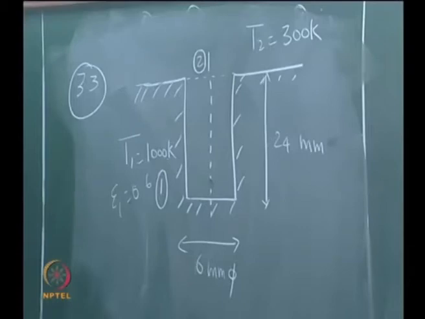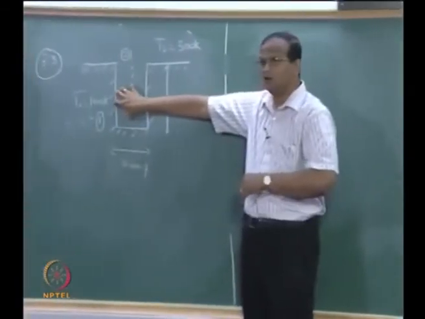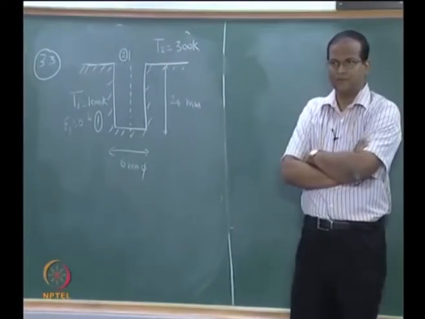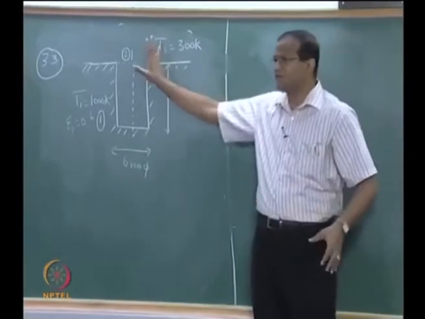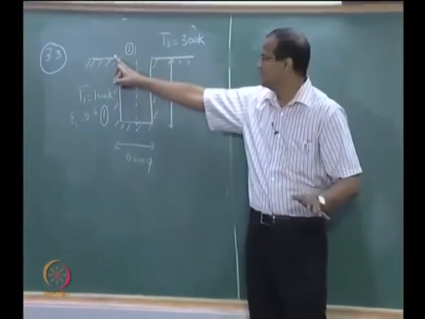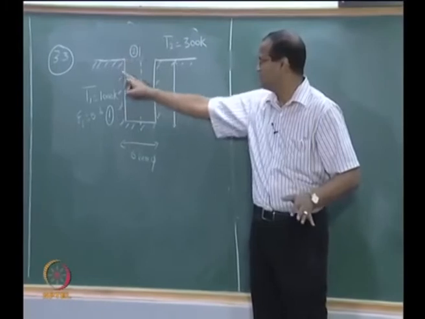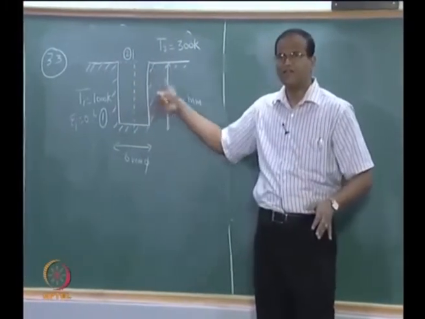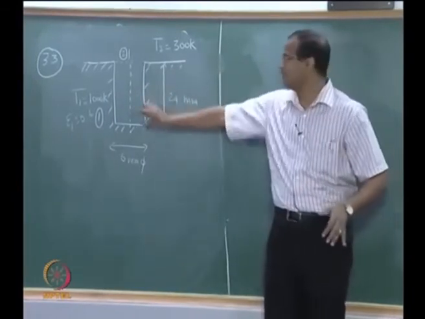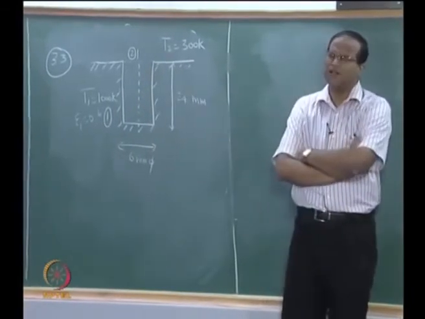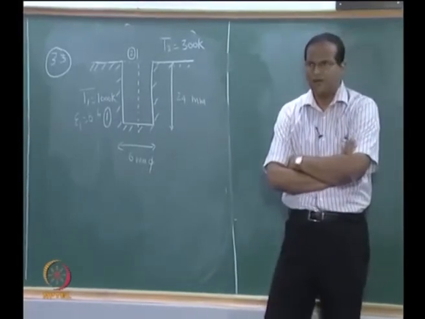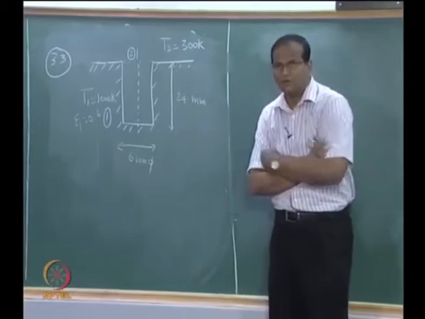Okay, this has an emissivity of 0.6. This bored hole is opening to the surroundings at 300 Kelvin. Now we can treat it as a 2-zone enclosure problem. That is, this whole thing is surface 1, the lateral area and the bottom, which has an emissivity of 0.6 and is at 1000 Kelvin. Surroundings are at 300 Kelvin. You treat the surroundings as a black body at 300 Kelvin. You can solve the 2-zone enclosure and get the resultant heat transfer from 1 to 2.